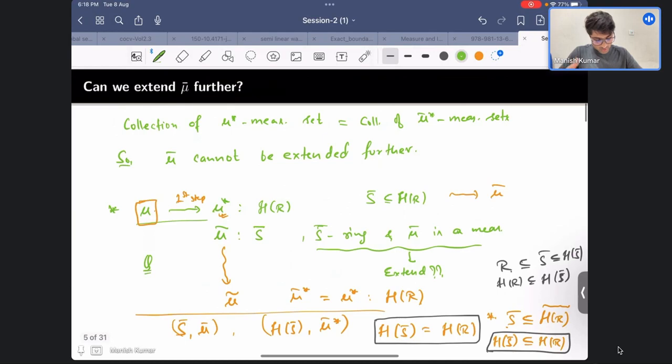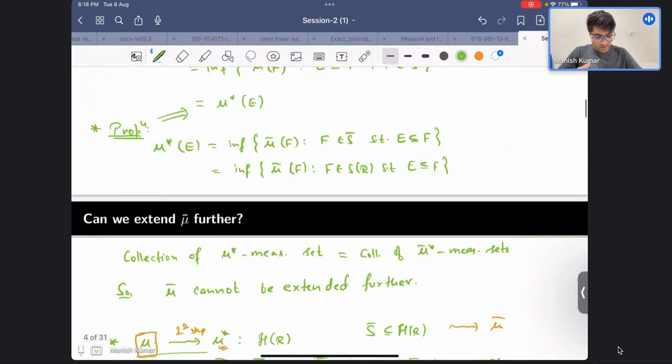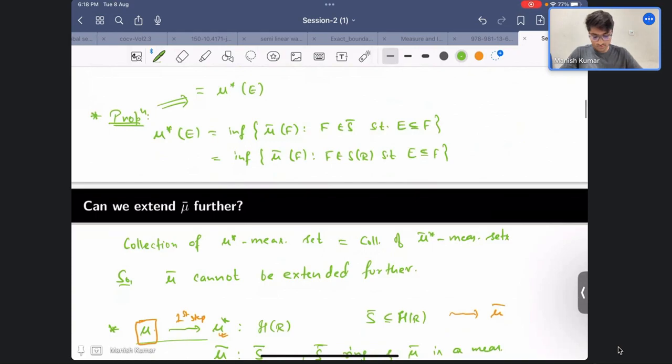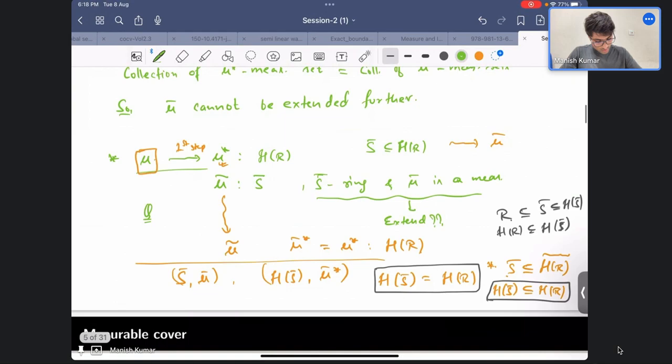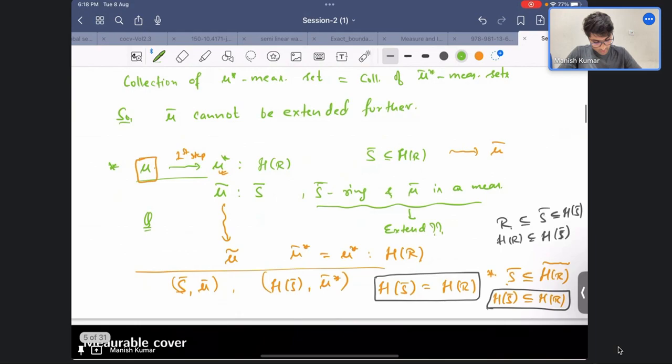Okay, so this whole story tells us that we cannot extend this mu bar further, right? I'll come to the completeness of these things later on. So far, we cannot extend mu bar further. That is for sure.